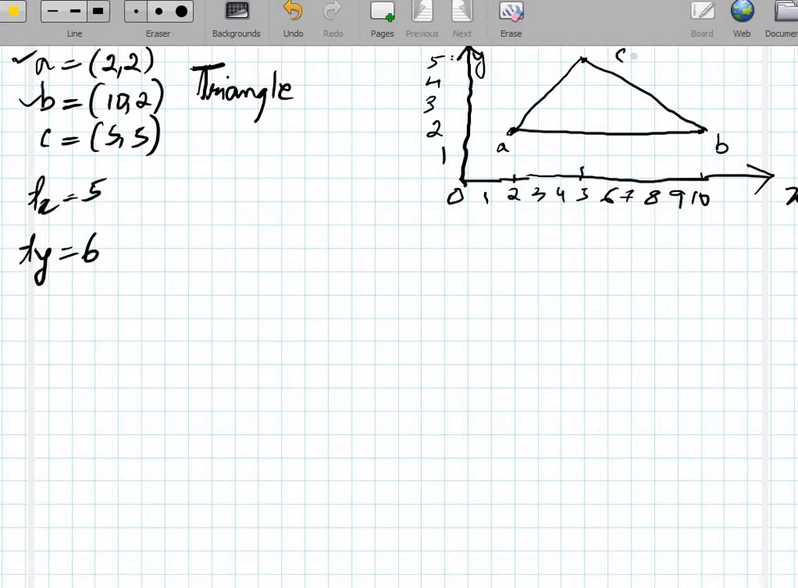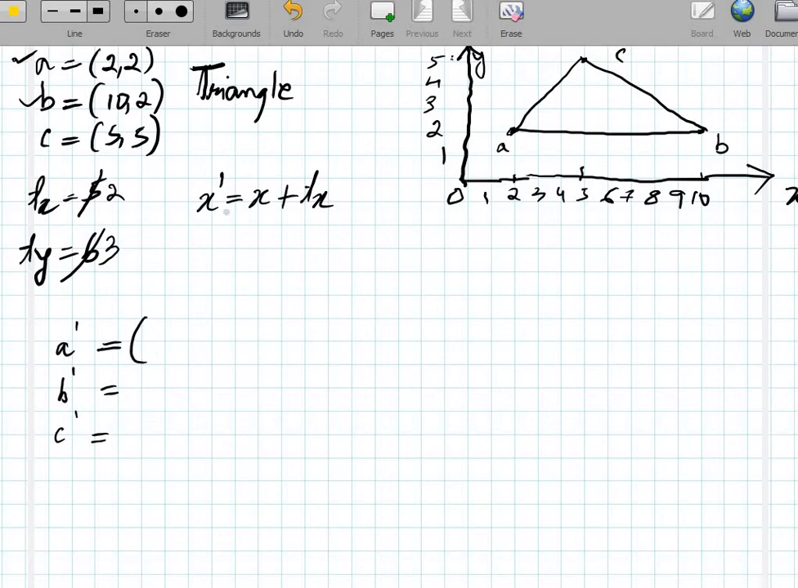Now we have to translate this triangle. Let us modify this. Let's not say 5. Let's say dx is 2, and dy let's just say 3. We already know that x dash is equal to the original x plus dx. Using these values, let us find the new values a dash, b dash, c dash on the x-axis. You simply have to add.